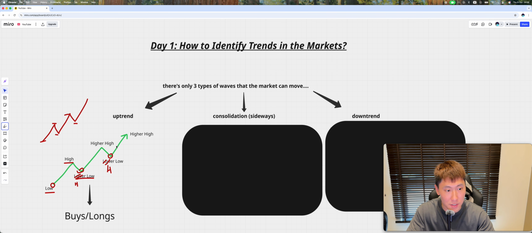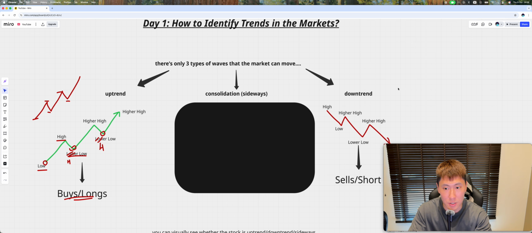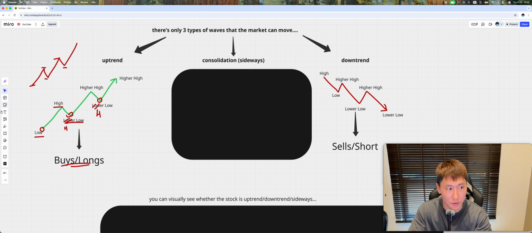In this kind of scenario, we want to only enter buys, or what we call longs. These two have the same meaning, buy and long. So we want to enter buys and longs only in an uptrend like this. For a downtrend, essentially it's the opposite of an uptrend. There's a high, a low, a lower high, a lower low. This is a lower low.